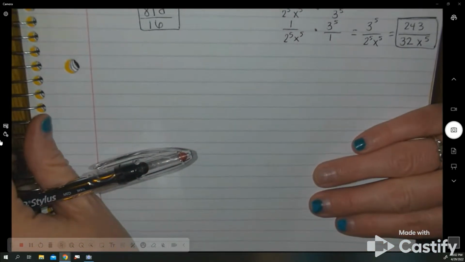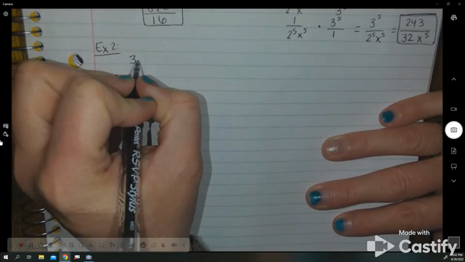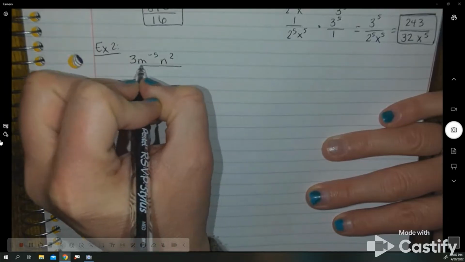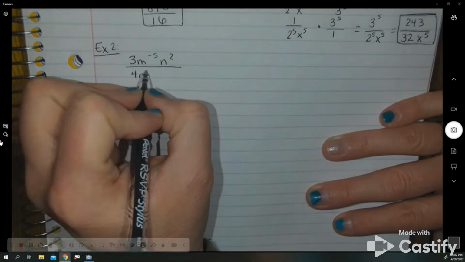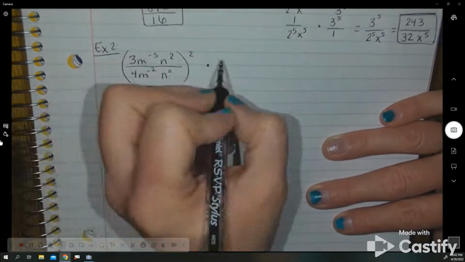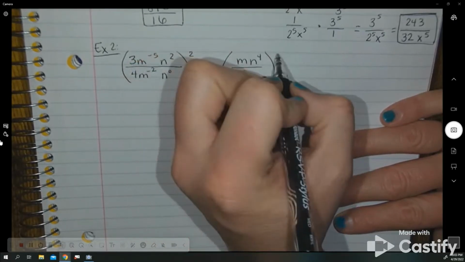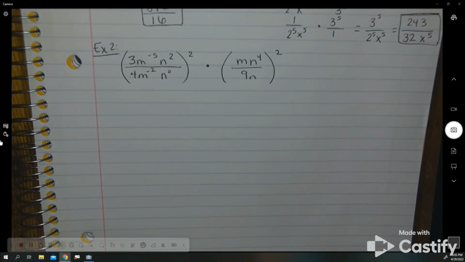For example 2, we're going to look at a more complex question. So we have 3m to the negative fifth, n squared, over 4m to the negative 2, n to the 0, and this is all raised to the second power, times m times n to the fourth, over 9n, and this all raised to the second power. So we need to take these piece by piece, all right?